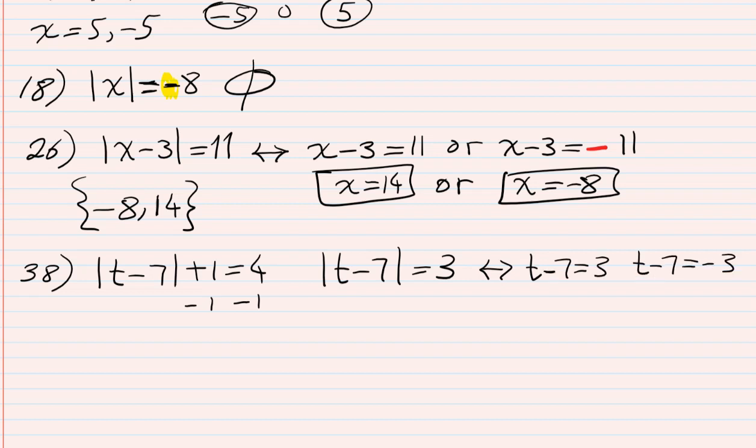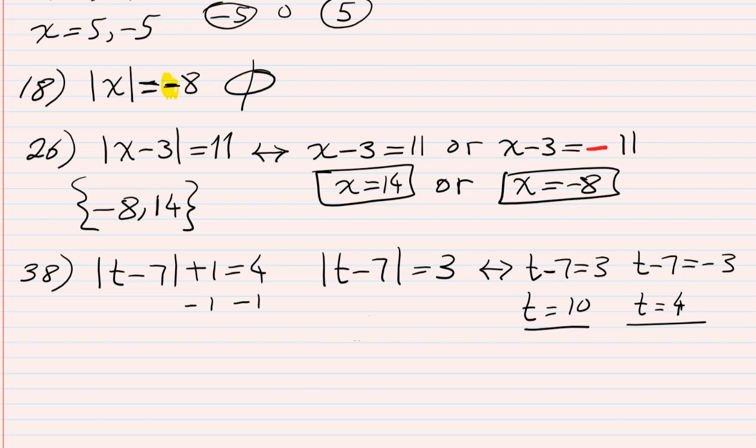Again, what we're saying is that whatever is in here should be 3 or negative 3. That's all we're saying by rewriting it on the right side. Okay. Now add 7 to both sides, that makes 10. Add 7 to both sides, it makes 4 here. And we have two solutions to this absolute value equation.